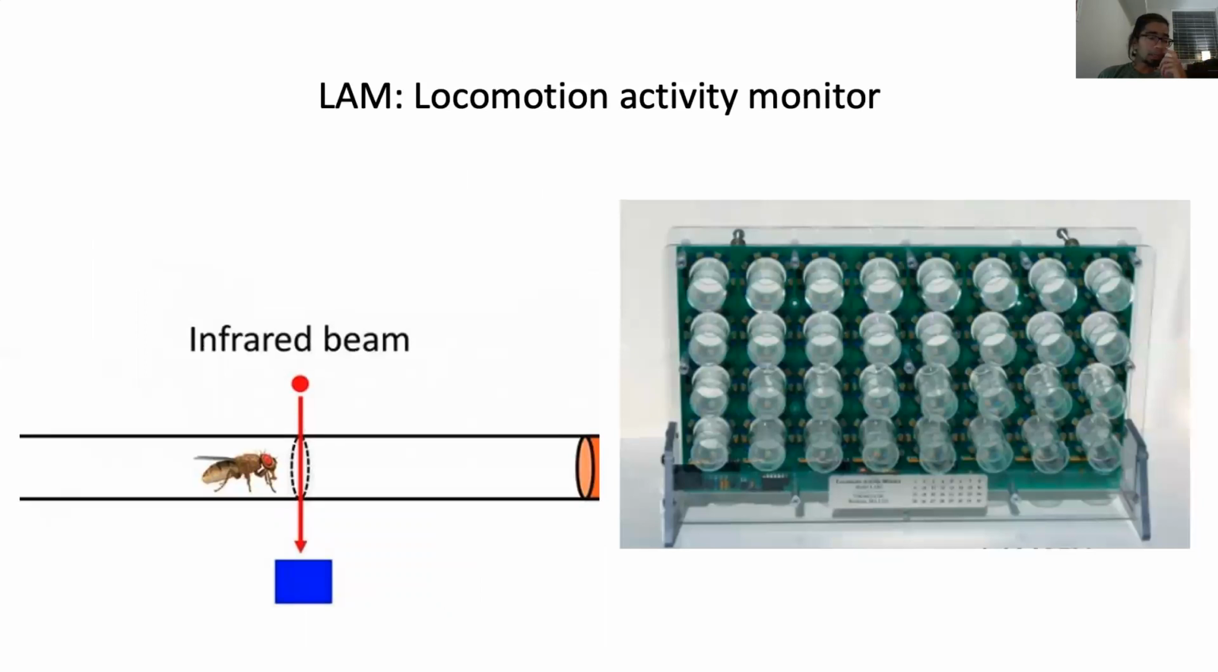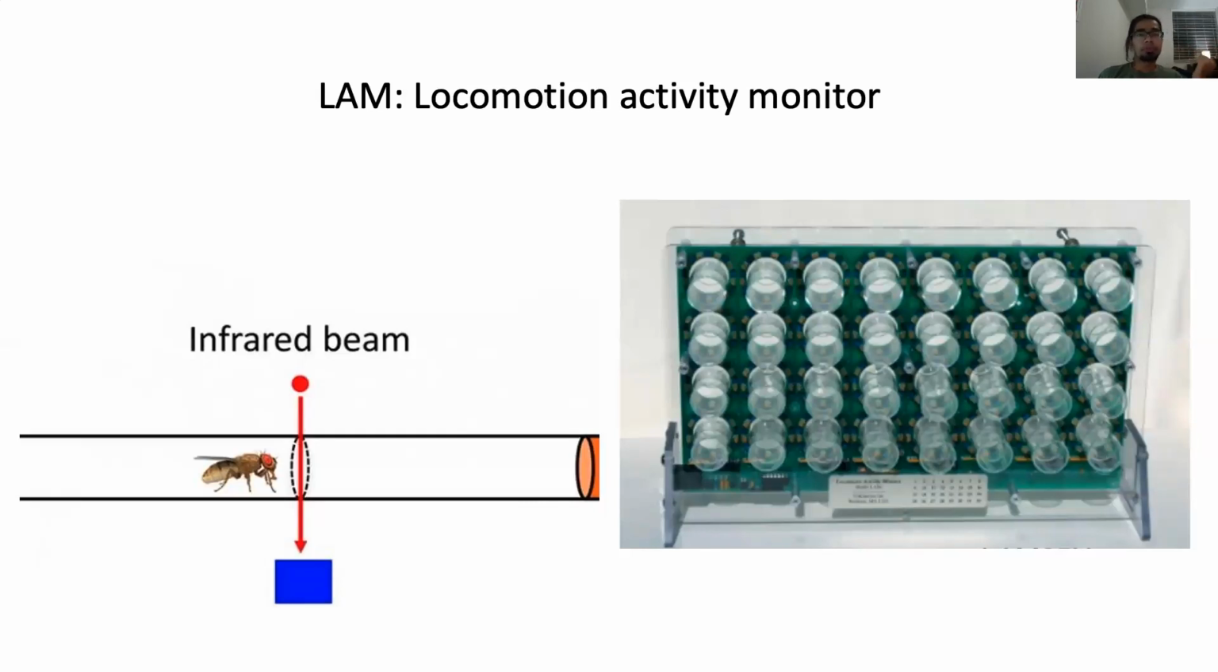So we then decided to test this device with a commercial activity detector. This is some of what I'd shown you earlier, and these are called LAMs, which was the inspiration for the name, where they use an infrared beam with multiple tubes. And the idea is you put a fly or an insect in this tube, and every time it passes through this beam, there's a set of detectors here, and it breaks the beam and counts it as an activity event.